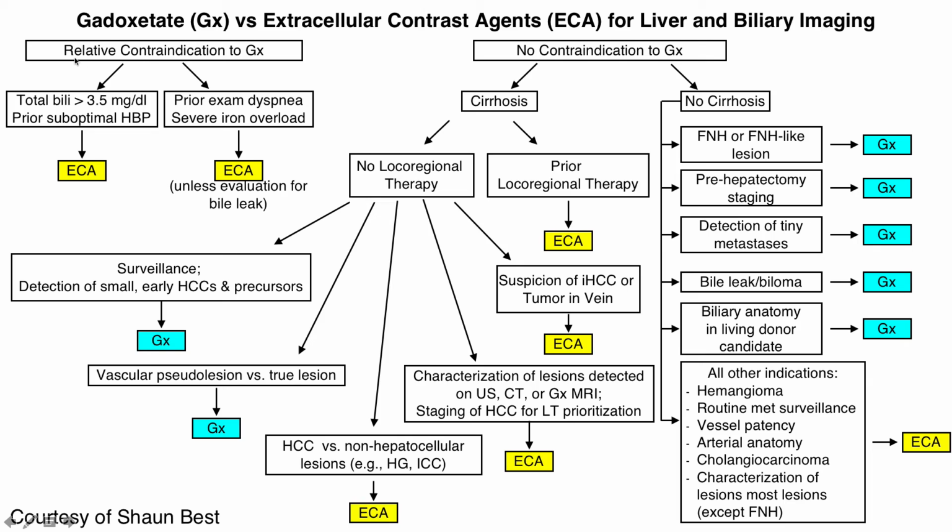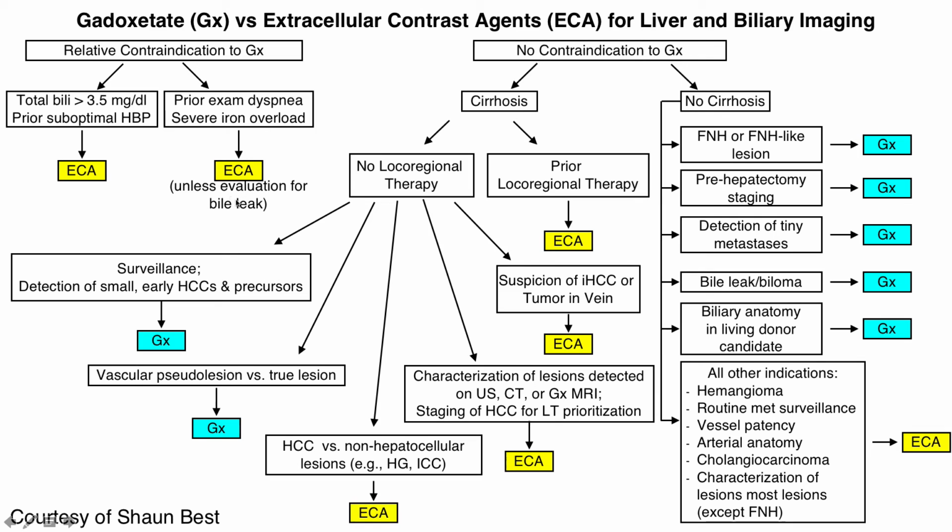Okay, so if there are relative contraindications to Gadoxetate, don't give Gadoxetate, give an extracellular agent. For example, total bilirubin greater than 3.5. Or, regardless of the bilirubin, you did a previous study and the hepatobiliary phase was suboptimal, meaning the liver was not much brighter than the portal vein. In those cases, give an extracellular agent. Similarly, if the patient could not hold his or her breath at all in their arterial phase, don't give Gadoxetate, give an extracellular agent. And if the patient has severe iron overload, don't give Gadoxetate, give an extracellular agent.